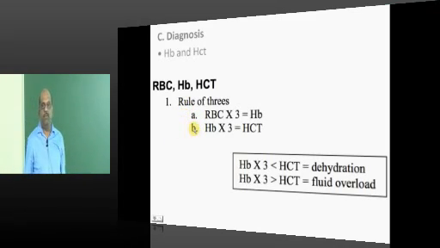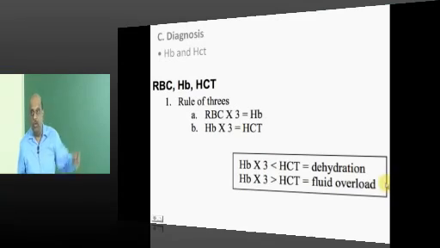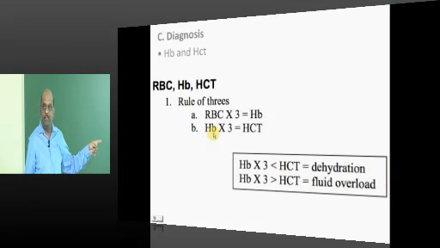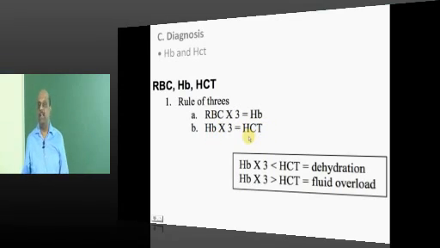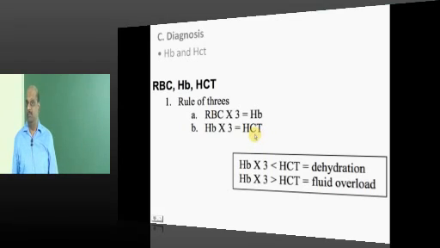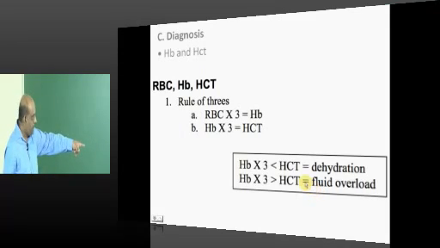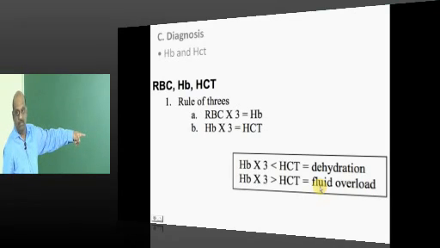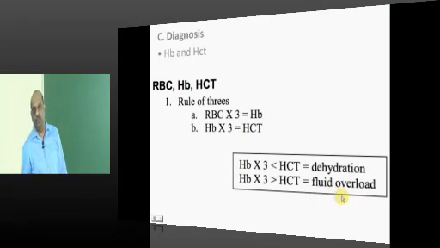For example, my hemoglobin is, for example, 13. 13 into 3 is 39. Suppose my hemoglobin is 13, but my hematocrit, instead of 39, is 55, what does it mean? That means I am suffering from dehydration. Then if my hemoglobin into 3 is more than my hematocrit value, that means I am having a fluid overload.